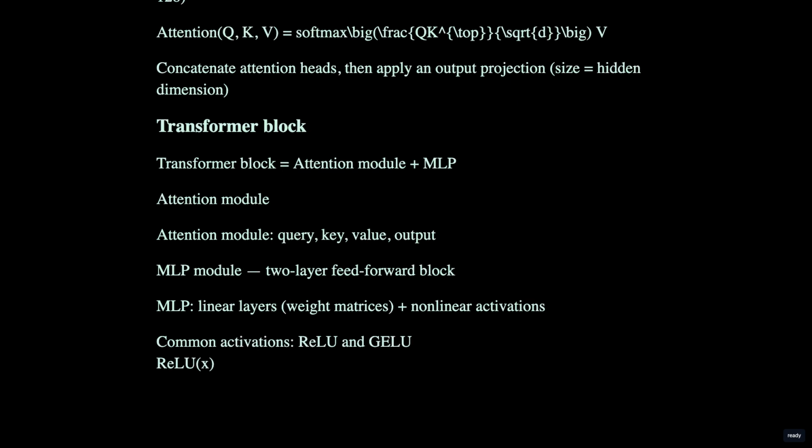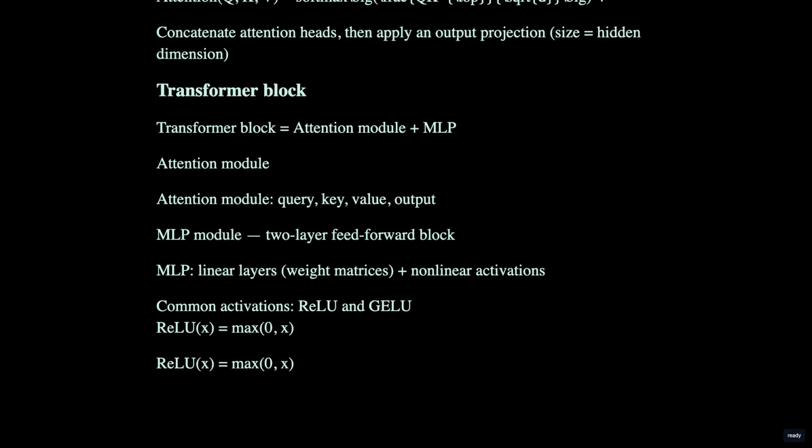2 widely used activation functions are ReLU and GELU. ReLU is extremely simple. It replaces negative inputs with 0, which we write as ReLU(x) = max(0, x). GELU is a smoother, probabilistic alternative often used in modern transformer models because it can give slightly better performance.